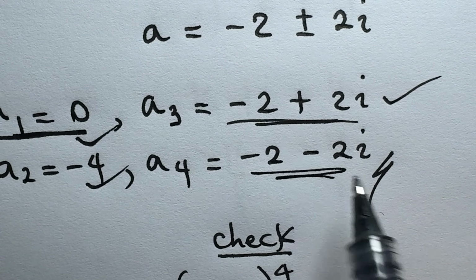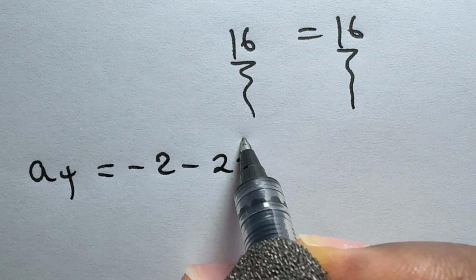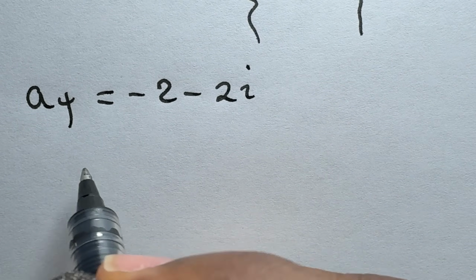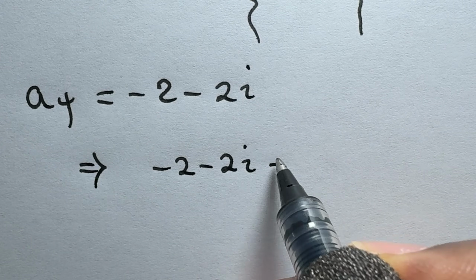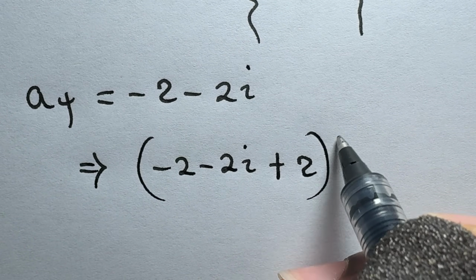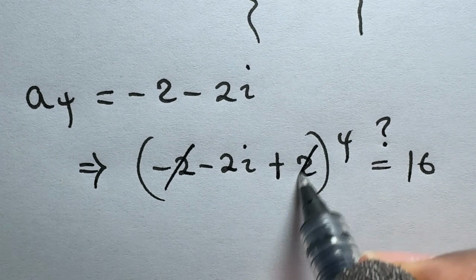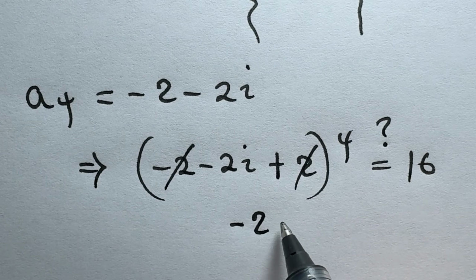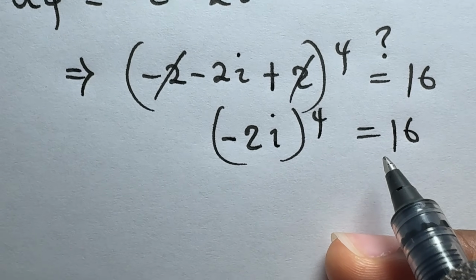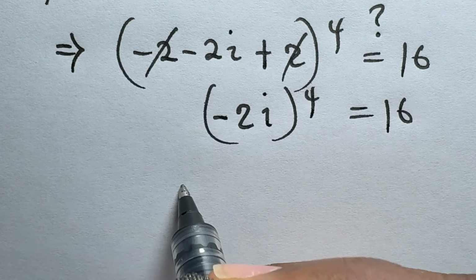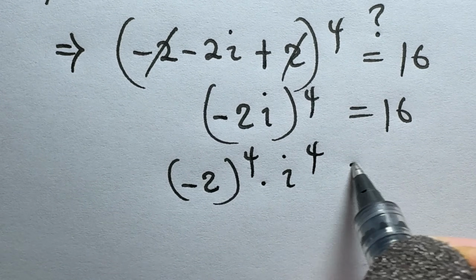And finally, we check for the last, a4, which is equal to negative 2 minus 2i. This will then imply negative 2 minus 2i, then plus 2 raised to power 4 to give us 16. Again, this and this cancel, so we have negative 2i raised to power 4 to give us 16. So we can separate this as well to give us negative 2 raised to power 4, then times i raised to power 4 to give us 16.